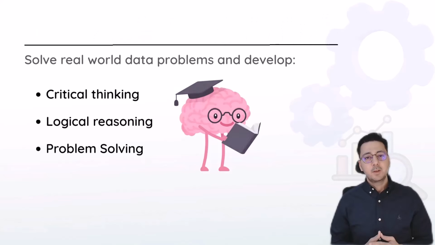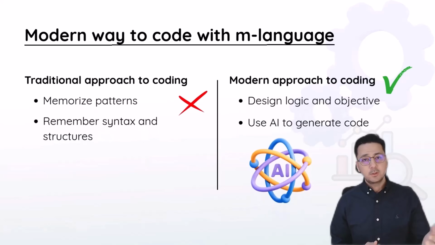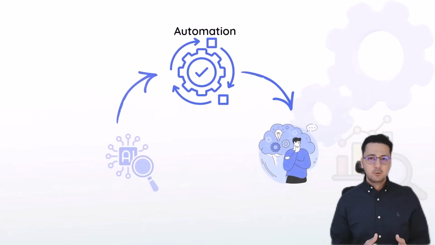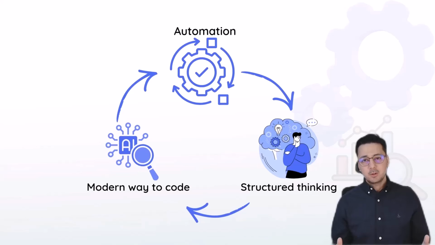The third objective is to help you learn how to code in a modern, practical way. You don't need to memorize syntax or write complex code from scratch. But you do need to understand what the code is doing and how to guide AI tools to generate the right solution for you. In this course, you'll learn how to translate your logic into clear instructions for AI and use AI tools as an accelerator. When you combine automation, structured thinking, and modern coding workflows, the result isn't just a speed, it's confidence and control. And that's exactly what this course is designed to help you build.